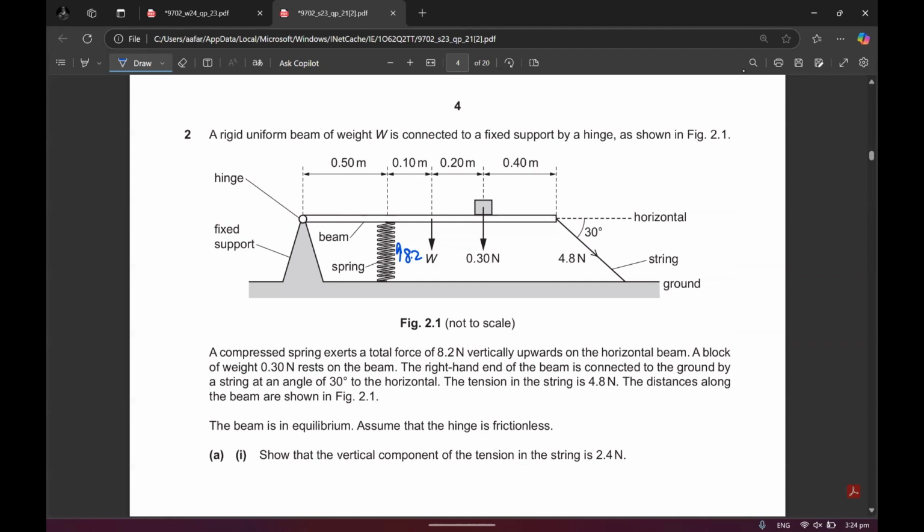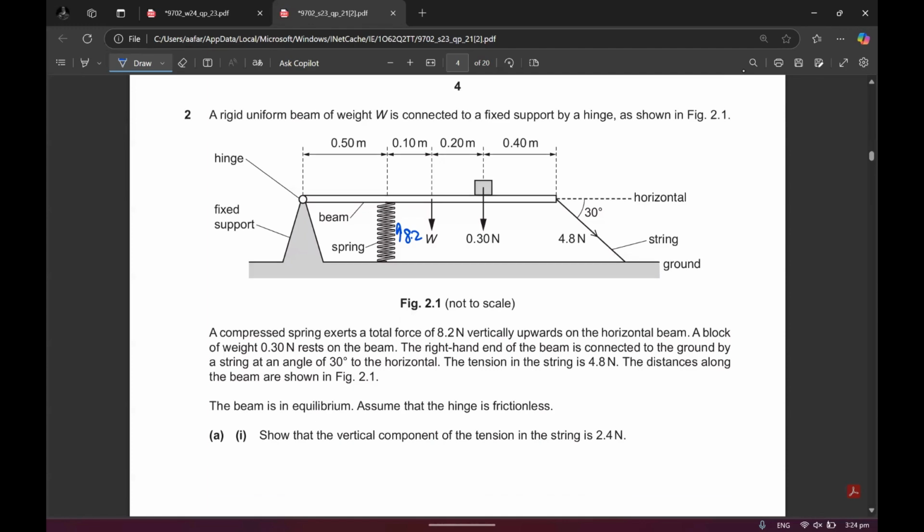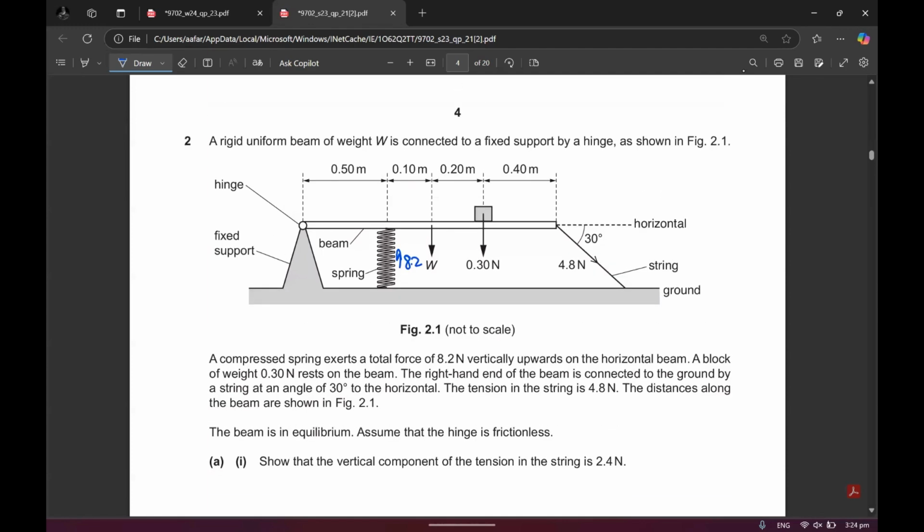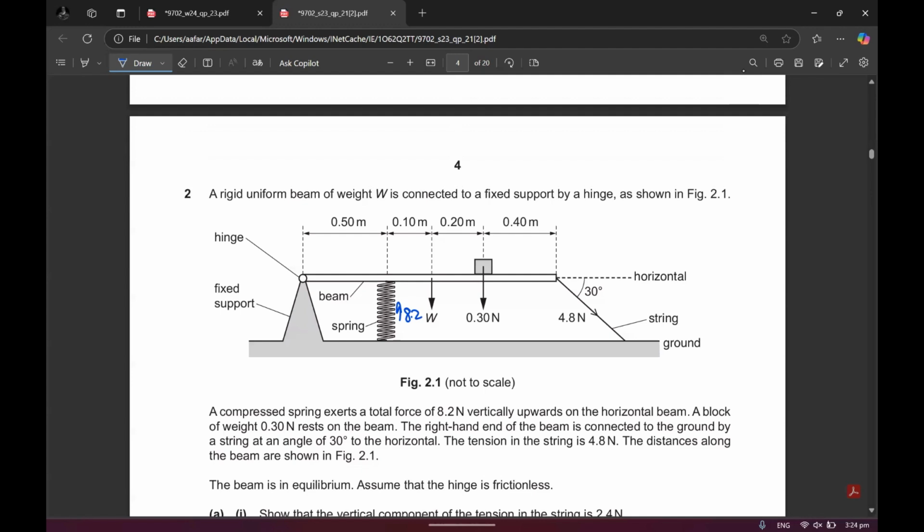The right hand end of the beam is connected to the ground by a string at an angle of 30 degrees. The horizontal tension in the spring is 4.8 Newton. Distances along the beam are shown in figure 2.1. The beam is in equilibrium. Assume that the hinge is frictionless, so there is no force over here.